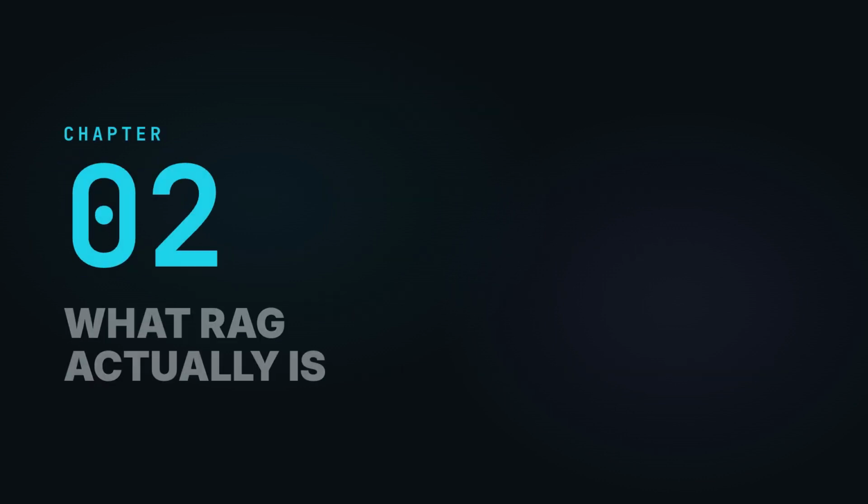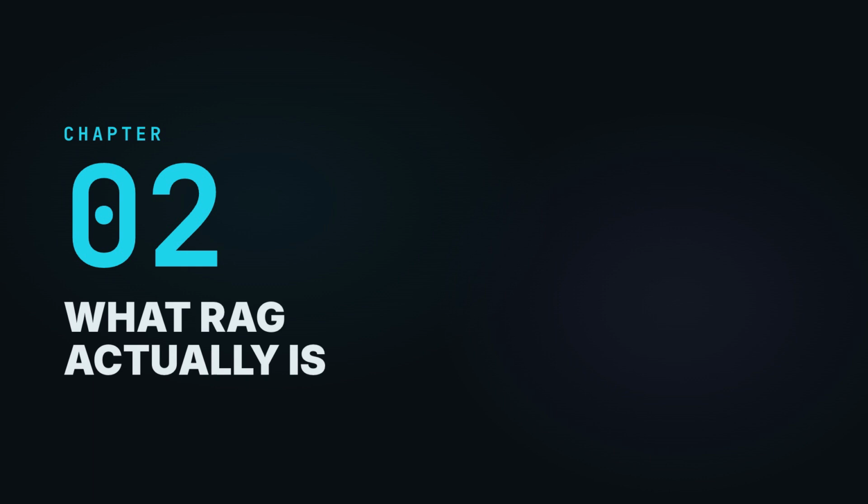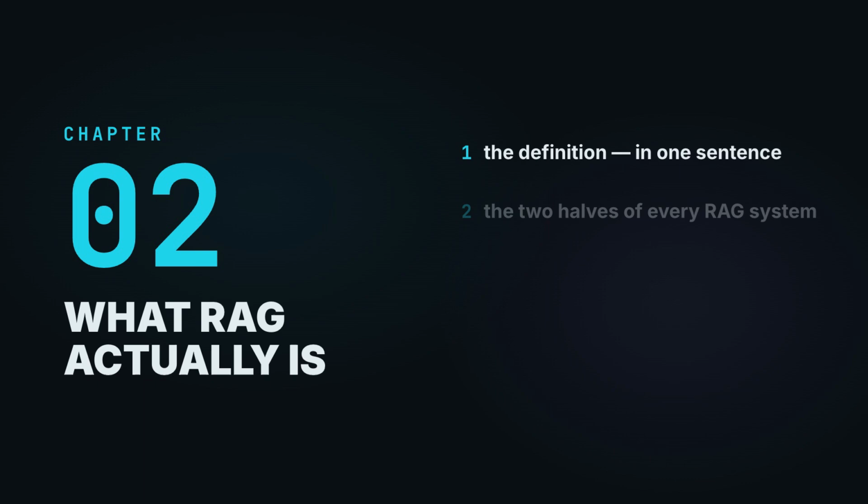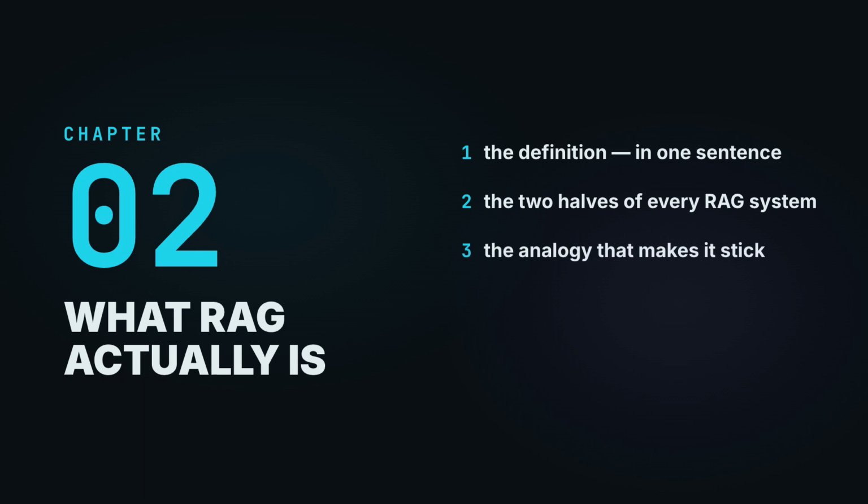Chapter 2. What RAG actually is. In this chapter, we will walk through 4 things. 1. The definition in 1 sentence. 2. The 2 halves of every RAG system. 3. The analogy that makes it stick. And 4. Why grounding creates something a raw large language model can never give you: trust.